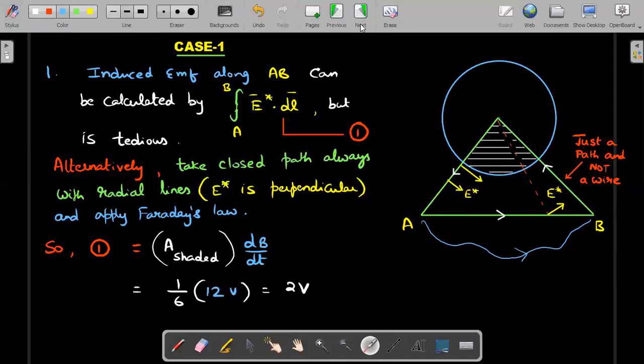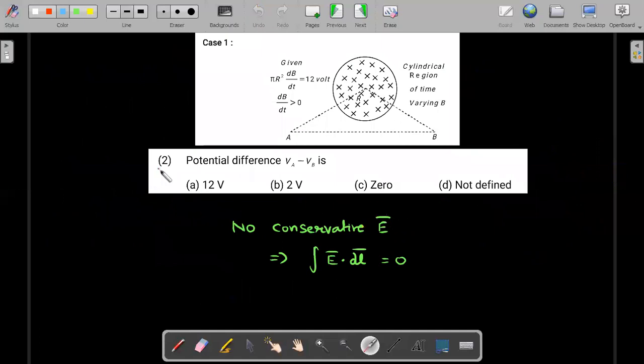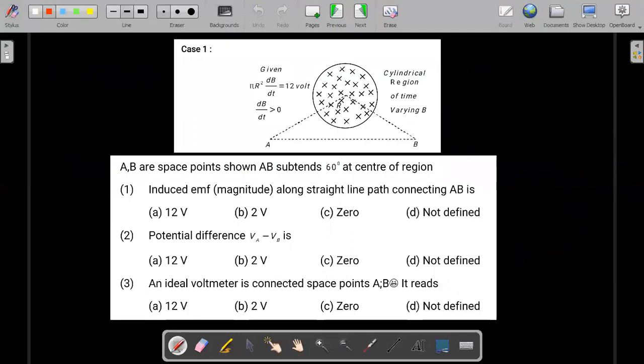So this is problem number 1. Let's go to problem number 2, which asked for potential difference. So here I have put the problem again. Second part of the question was potential difference VA minus VB. Now there is no material, this is just a path, and there is no conservative field here. It's only E star that is there, right? Remember, potential difference as a definition is only related to the path integral of conservative electric field. No conservative field, no path integral, so the answer should be 0. So the answer to the second question is 0, and the answer to the first question that we got, let me mark it off, was 2 volt.